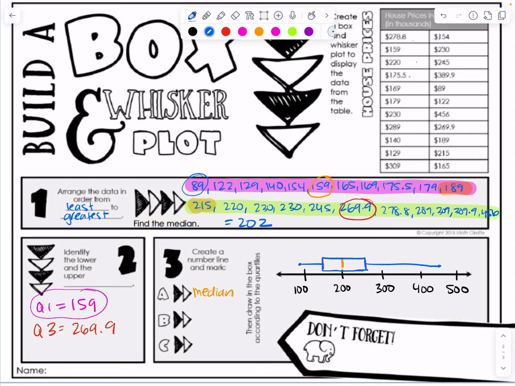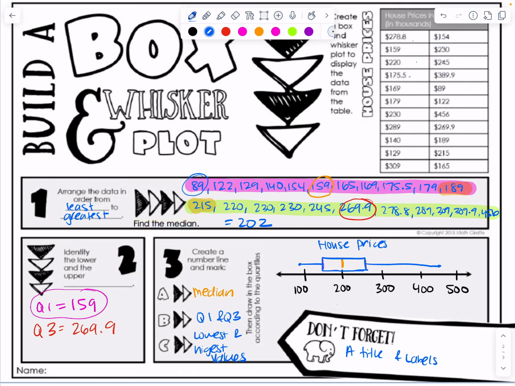So we know the lowest value is 89. So that's going to probably be pretty close to the 100,000 mark. So I'm going to just draw that as a dot right there. And then the maximum is 456. So that's going to go all the way over here, kind of halfway between the 4 and the 500. And then I just connect those whiskers to the box, and now we have our full box and whisker chart.